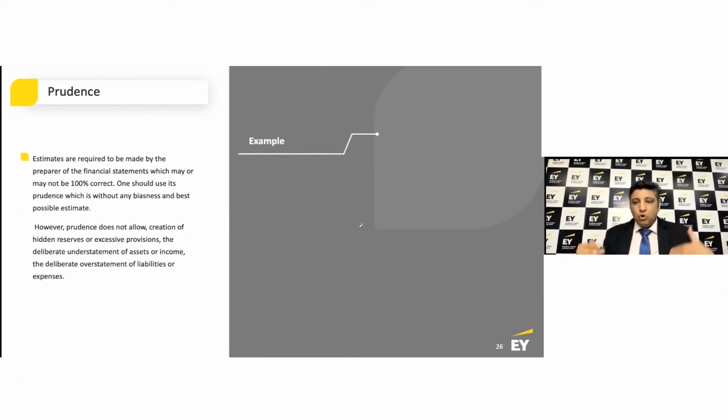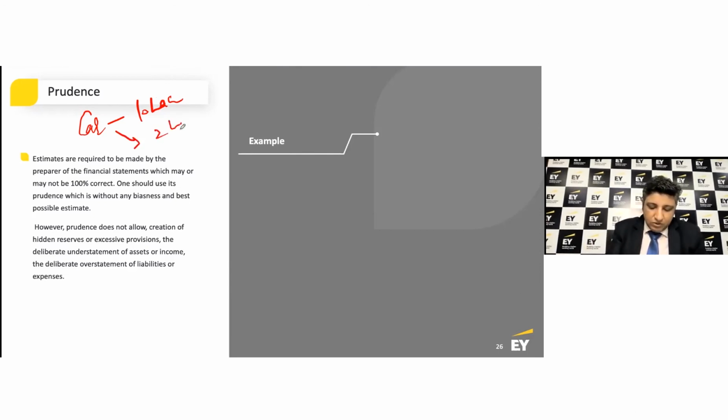You cannot overstate your performance. You cannot overstate your position either. An asset, for example, if I say I have a car which I purchased for 10 lakh rupees, but it met an accident, and I can only recover 2 lakh rupees out of that, you cannot show this car for 10 lakh rupees anymore. You will only be allowed to show for 2 lakh rupees.